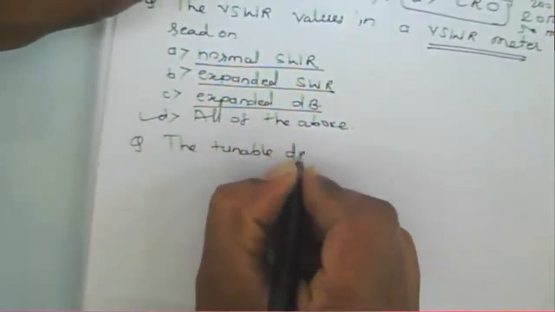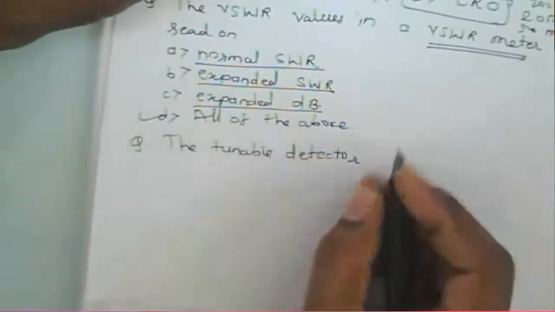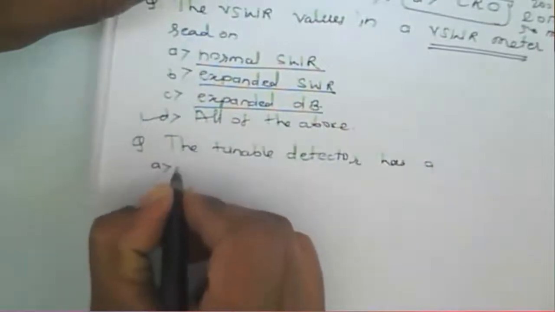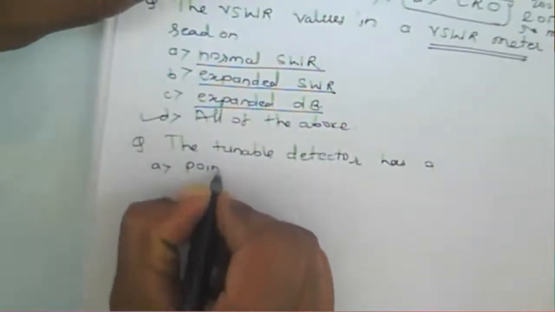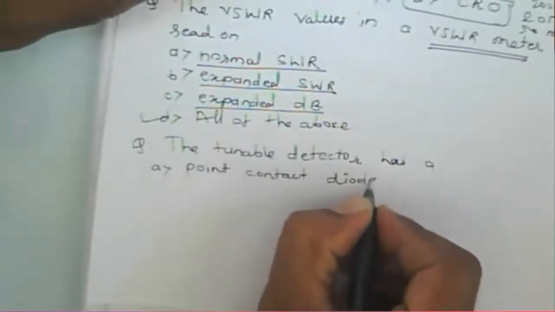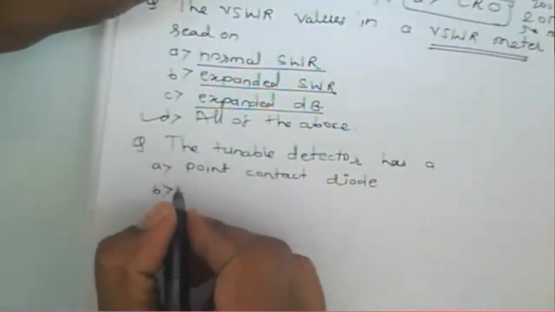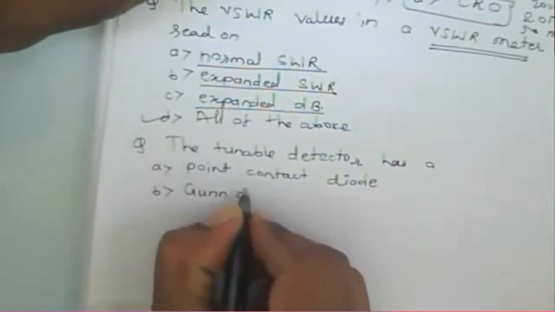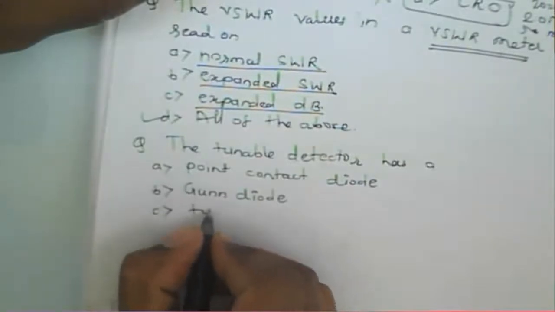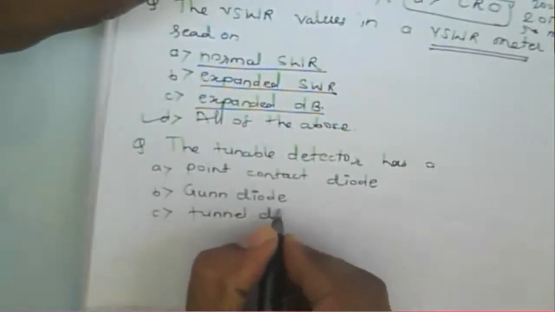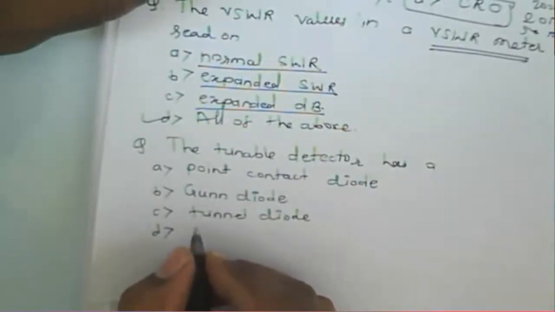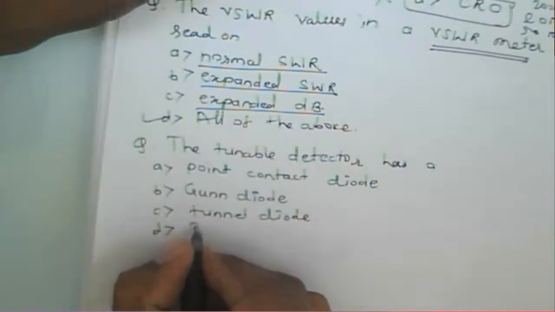The tunable detector has A, point contact diode, B, Gunn diode, C, tunnel diode, and D, IMPATT diode.